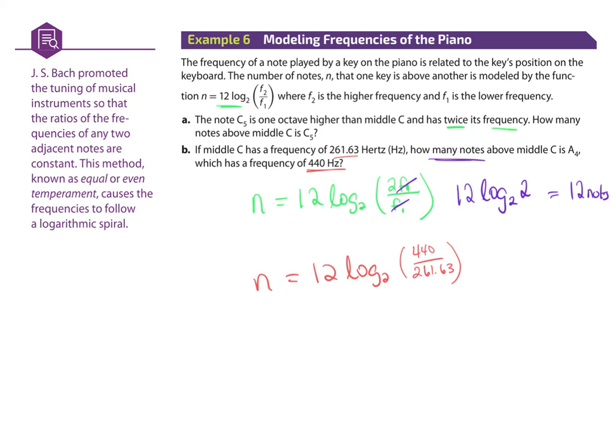I'm a base 2, so I'm going to use my change of base formula to figure this out. You should do 12 times log of this little guy here. You're going to put that in your calculator because I'm definitely not doing that in my head. Divided by log of 2. What do you get? You should get 9 notes. That is 9 notes above C, by the way.